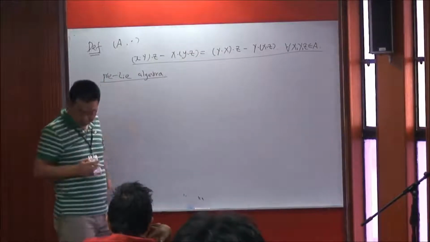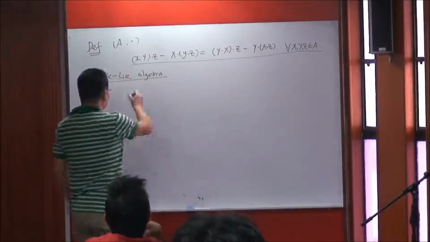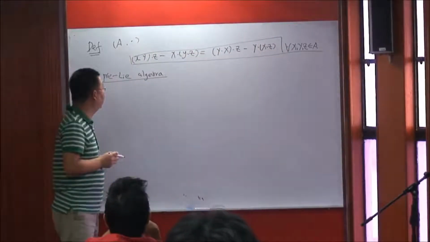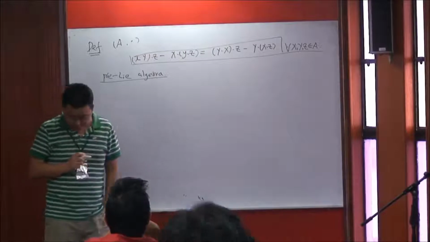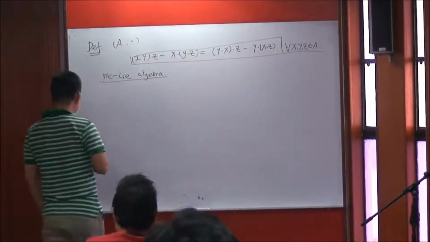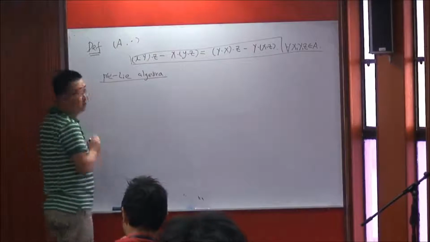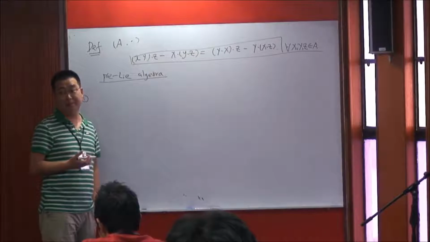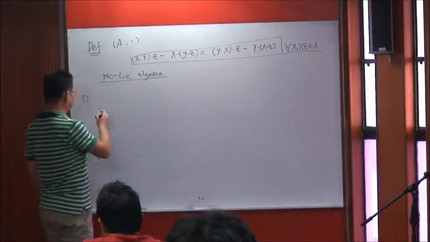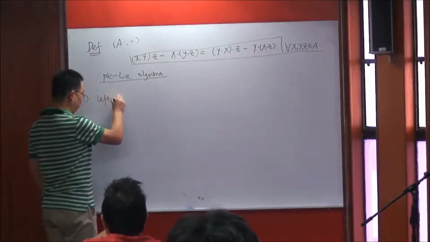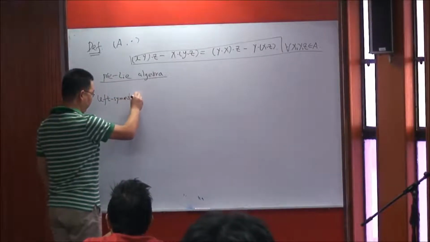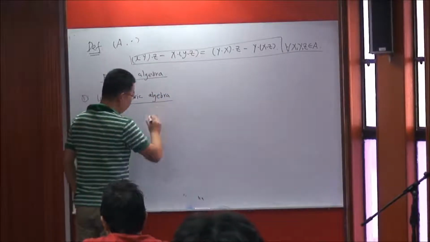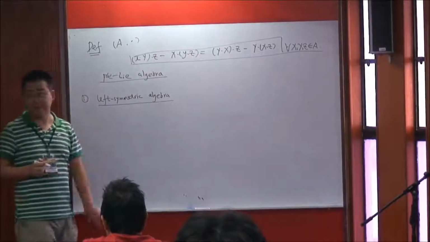So I will explain this identity. Why is it called pre-Lie? In fact, such algebraic structures have many names. All of them are equivalent, and the names appear in different fields. The first name is the left-symmetric algebra. Why is it called the left-symmetric algebra?